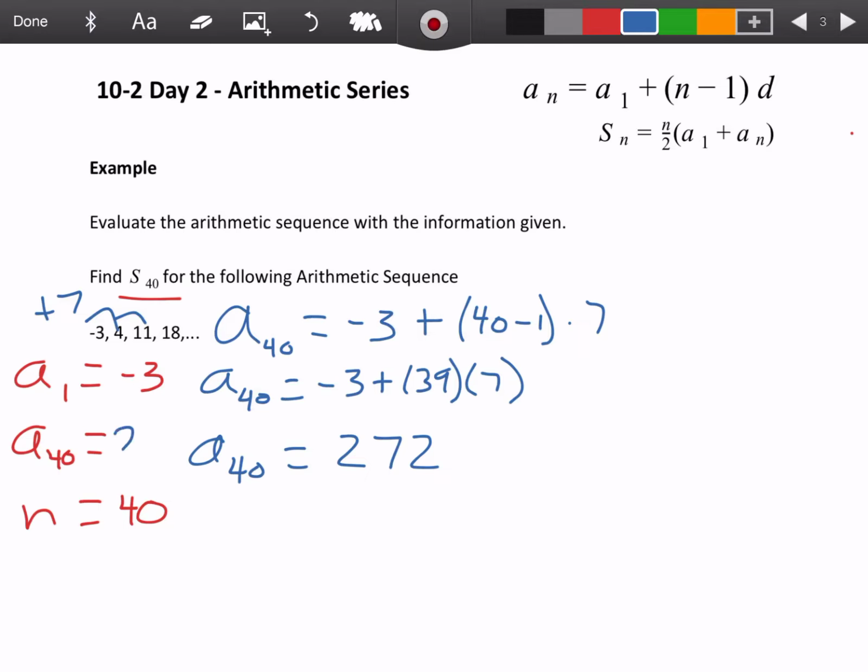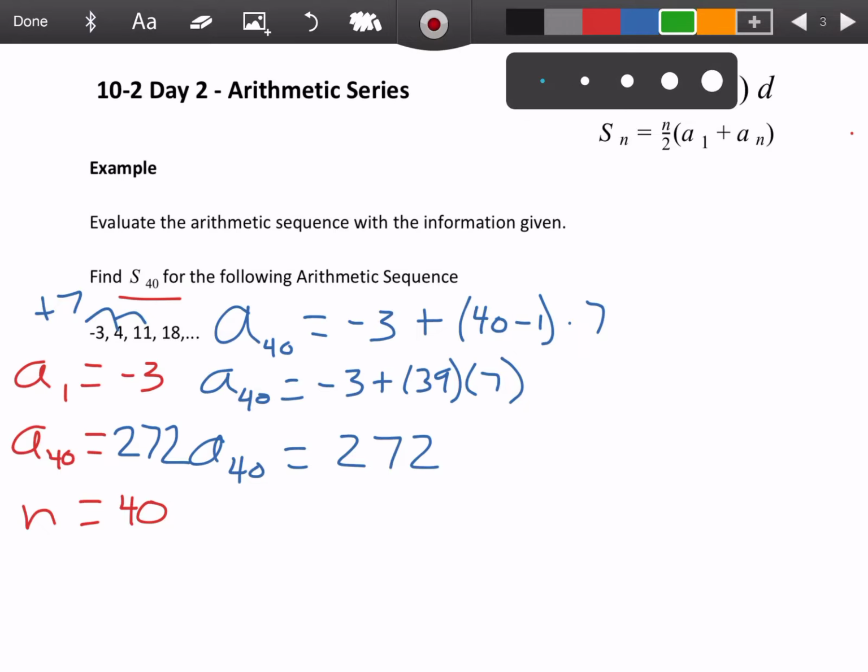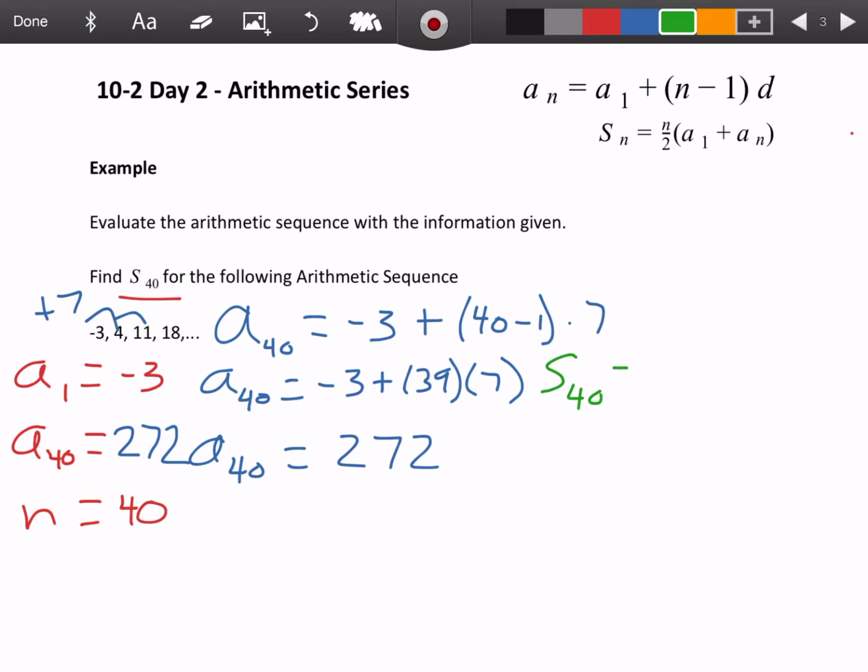And all that tells us is our last term. That is our 40th term that we're going to be using. So now that we have those 3 things, we can go find the sum of those 40 terms. So we need 40 divided by 2, n divided by 2. We're talking about the 40 terms. Our first term is -3. Our last term is 272.